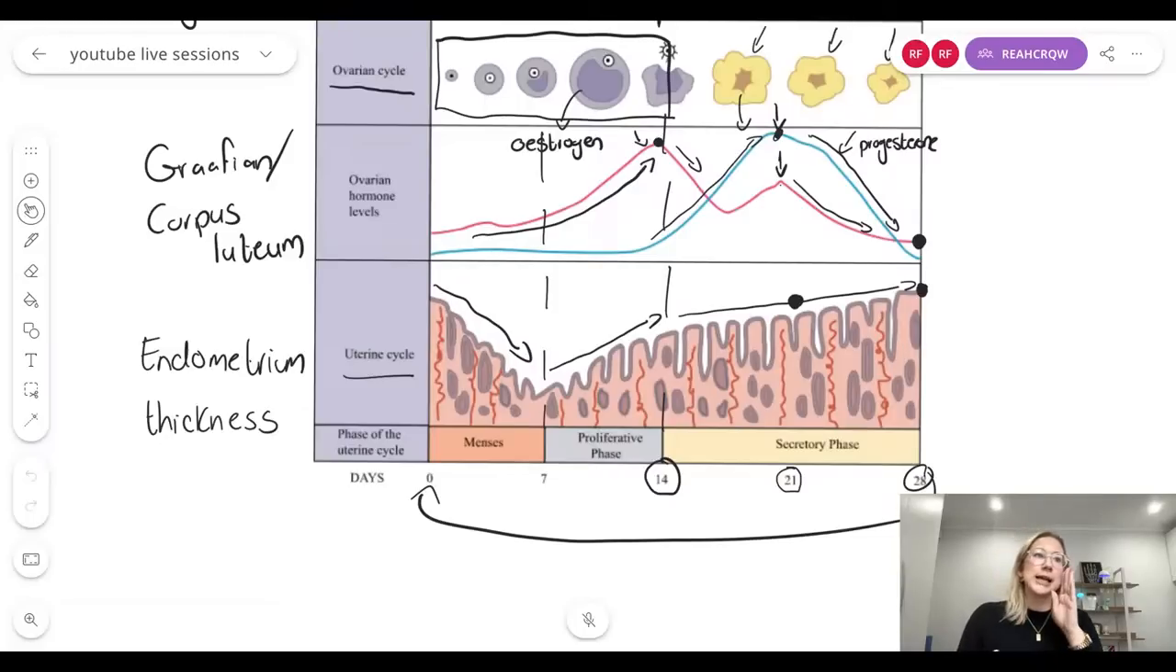Okay, so it's kind of like your hormone levels are going down, down, down, down, and when they reach their lowest point, that triggers the loss of the lining. And as soon as a period begins, we start again at day 0, and then we start all over, building a follicle and building the lining.